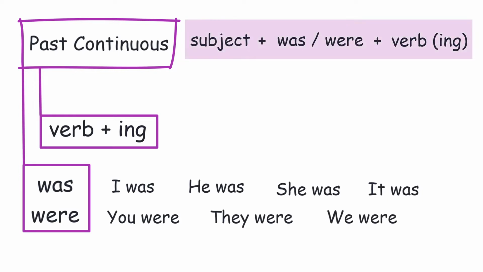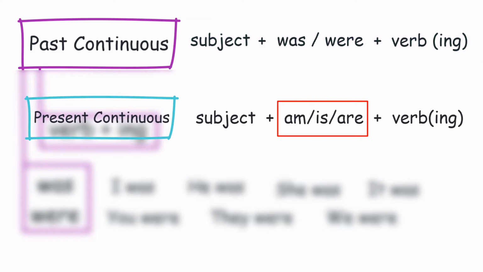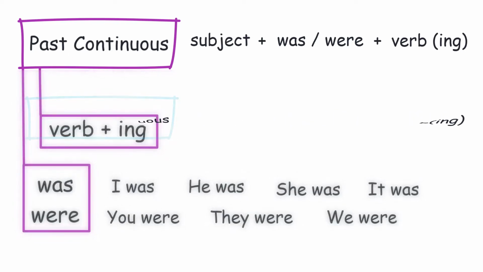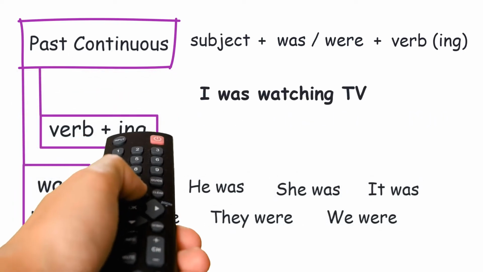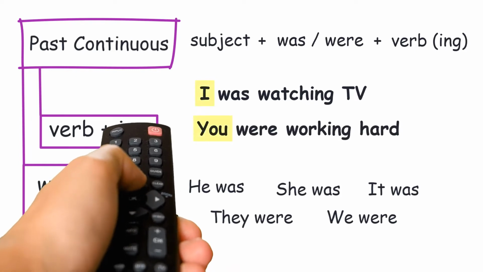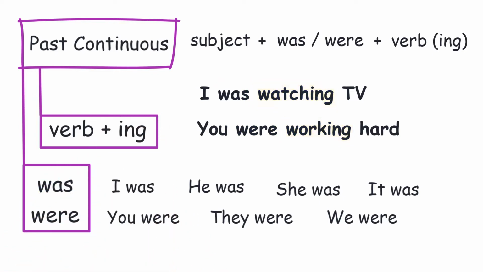You see, the structure is really close to the present continuous tense. Just here, instead of am, is, are, as an auxiliary verb, we use their past form, was and were. And it's totally logical because that one is a present continuous tense and this one is the past continuous. I was watching TV. You were working hard. Subject, auxiliary verb, main verb plus ing.